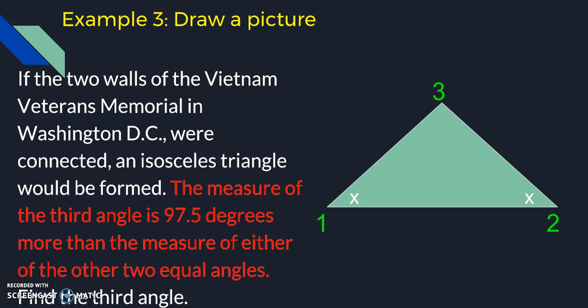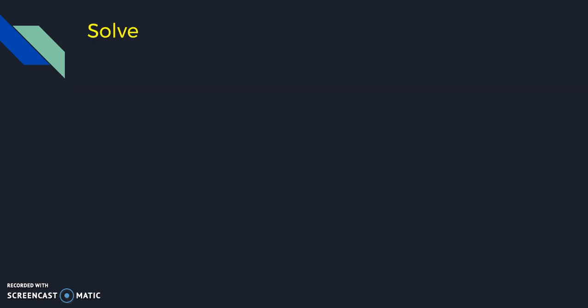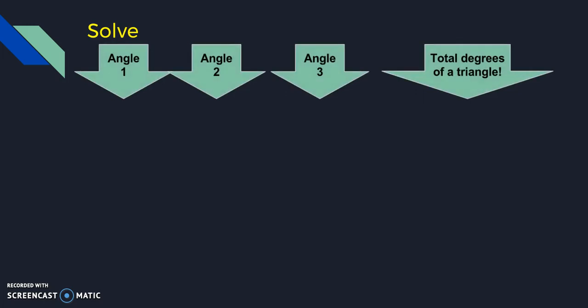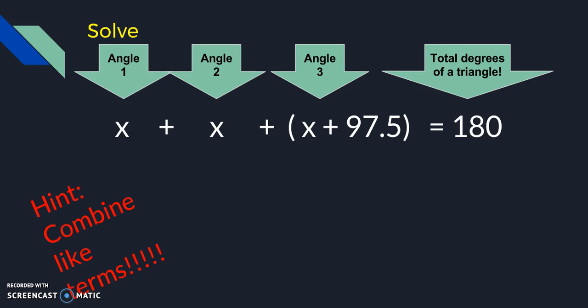And at the top of the red, I know the third angle is 97.5 degrees more than the original angle. So that means I have to take the original angle and add 97.5 degrees. From here, I'm going to take that information and I'm going to solve the problem. So I put in my first angle, my second angle, the third angle, which is x plus 97.5.